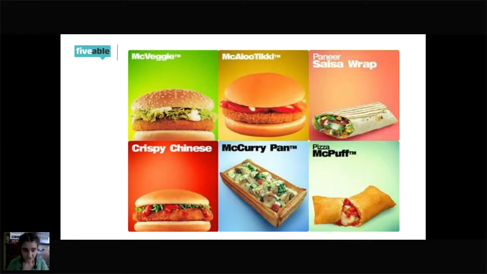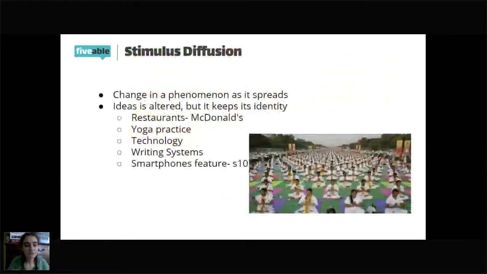to the Indians in that region, because it's not culturally accepted. So its menu changes depending on the culture, and this is a great example of stimulus diffusion. We see how the identity of the idea is kept, right? It's still McDonald's, it's still the same restaurant, owned by the same people, but it's run differently. The menu is changed. The design of the restaurant might change, right? The way it looks from the outside.